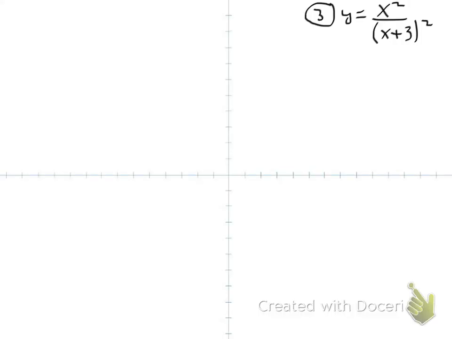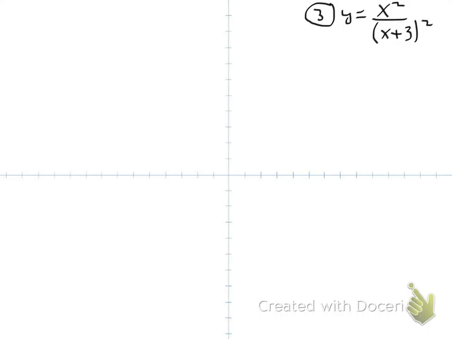Okay, here's number 3 on the graphing part, where you weren't allowed to use a graphing calculator. Again, I need to find the domain. I need to find the equations of vertical asymptotes or any points of discontinuity. I need to find the equation of the horizontal or slant asymptote. I need to find x and y intercepts, and I need to then graph it.